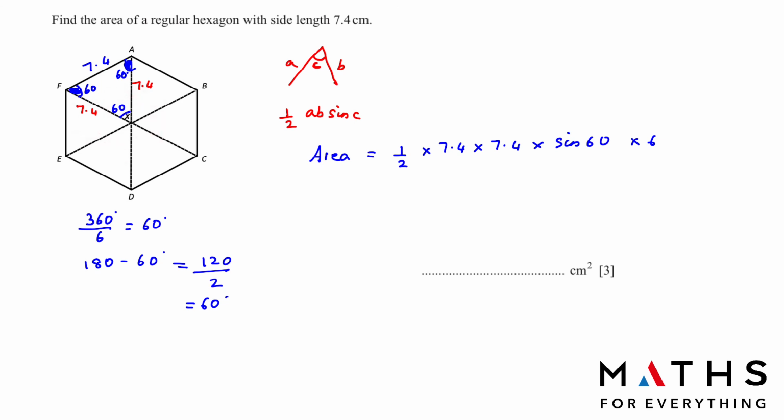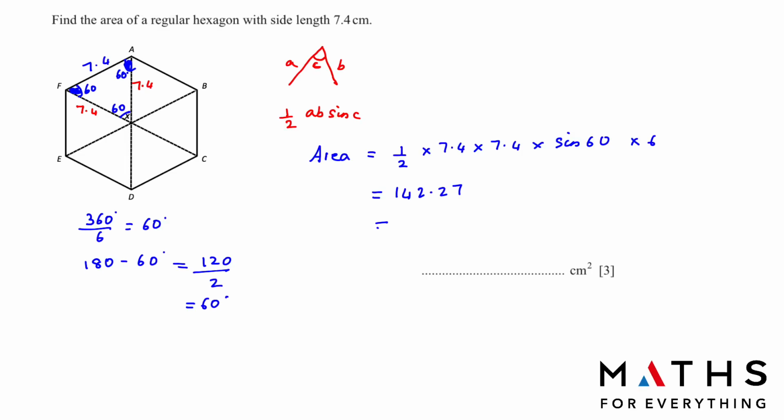And this will give us 142.27. We will round it to one decimal place, or you can round it to 3 significant figures. One decimal place will be 142.3 square centimeters, and the whole number will be 142 square centimeters. Both the answers are accepted.